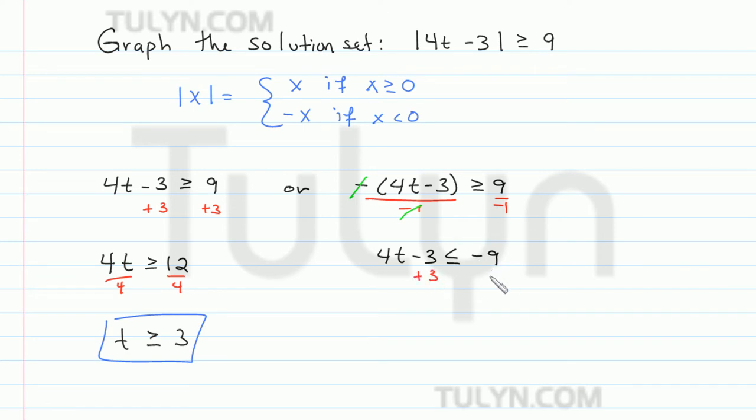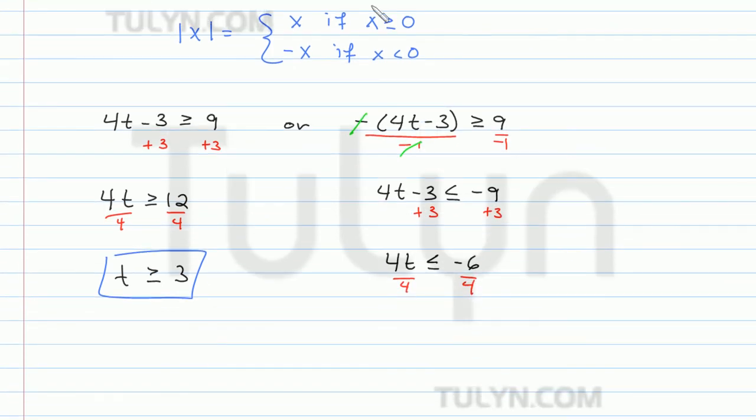So now let's solve as usual. We get 4t is less than or equal to negative 6. And then dividing both sides by 4, we get that t is less than or equal to negative 6 over 4, which reduces to negative 3 halves. So now we have our values for t.